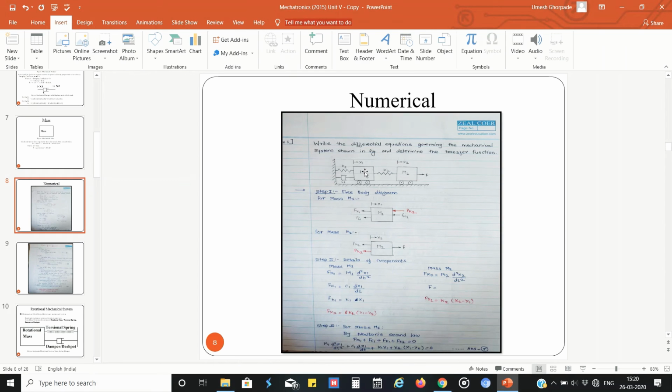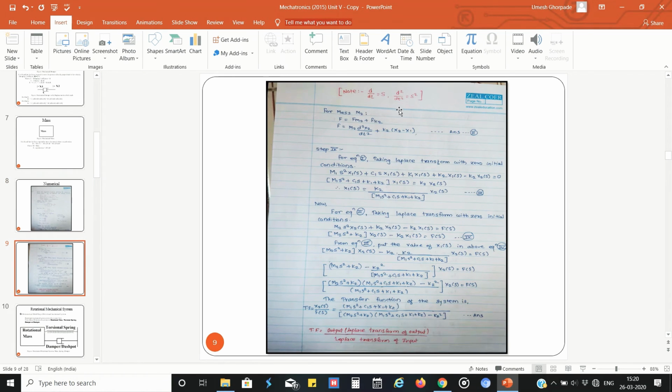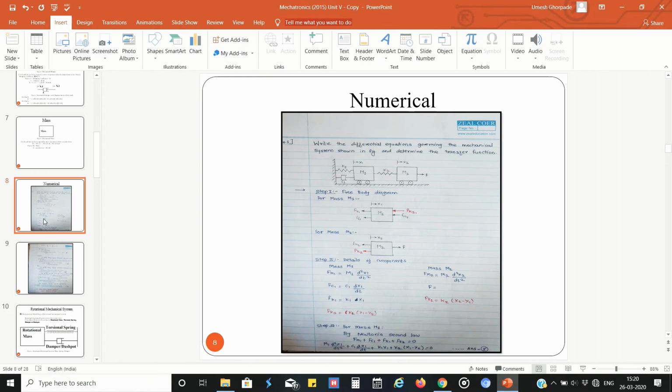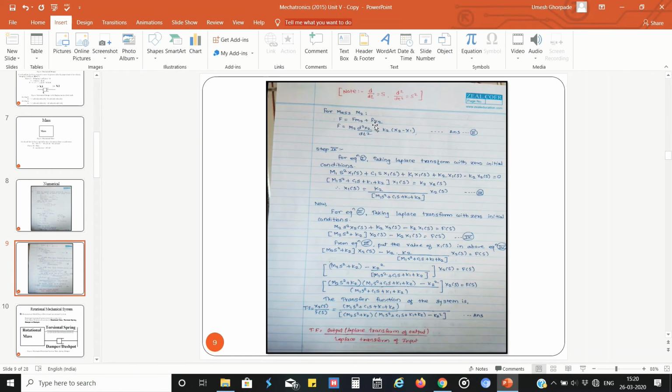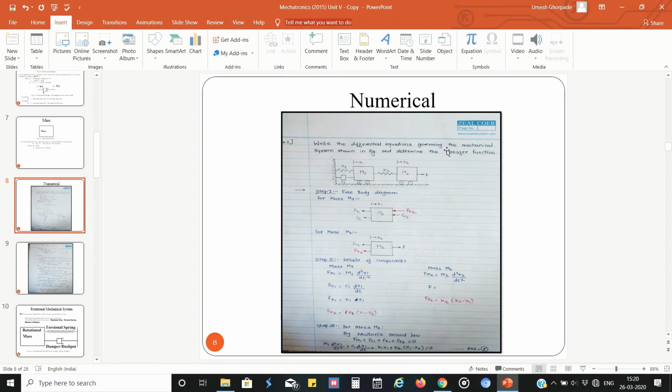For every mass we get one differential equation. There are two masses, so we get two differential equations. For mass 2, using Newton's law, the force is applied, so F is equal to Fm2 plus Fk2. F is equal to m2 d square x2 upon dt square plus k2 (x2 minus x1). This is the second equation. These are the two differential equations we get from the given system. Next we have to determine the transfer function.